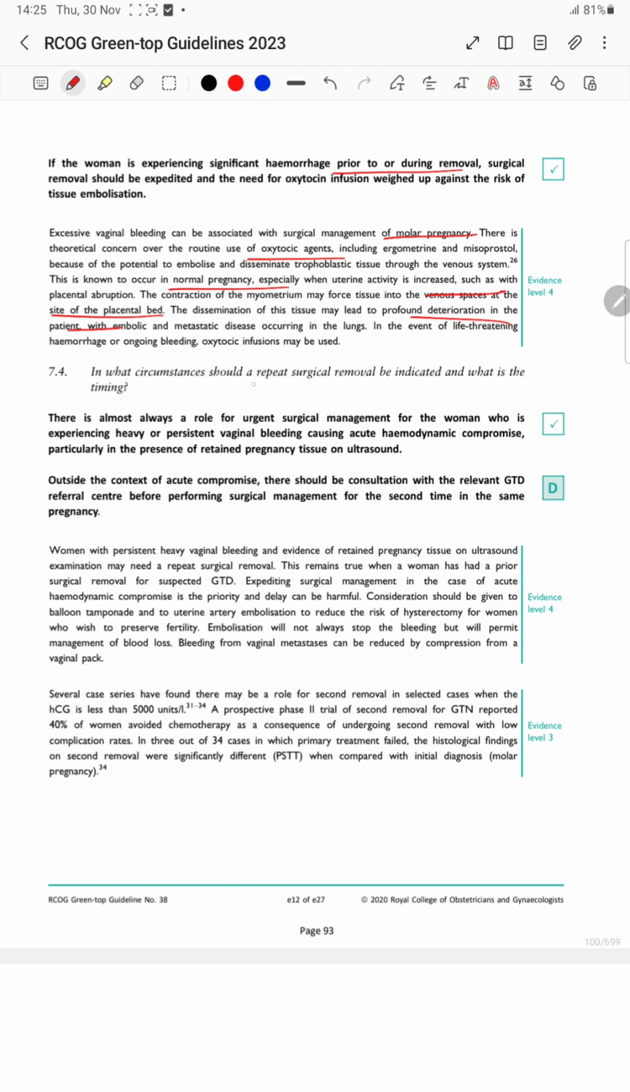In what circumstances should a repeat surgical removal be indicated, and what is the timing? There is almost always a role for urgent surgical management for a woman who is experiencing heavy or persistent vaginal bleeding causing acute hemodynamic compromise, particularly in the presence of retained pregnancy tissue on the ultrasound. Outside the context of acute compromise, there should be consultation with the relevant GTD referral center before performing surgical management for the second time in the same pregnancy.